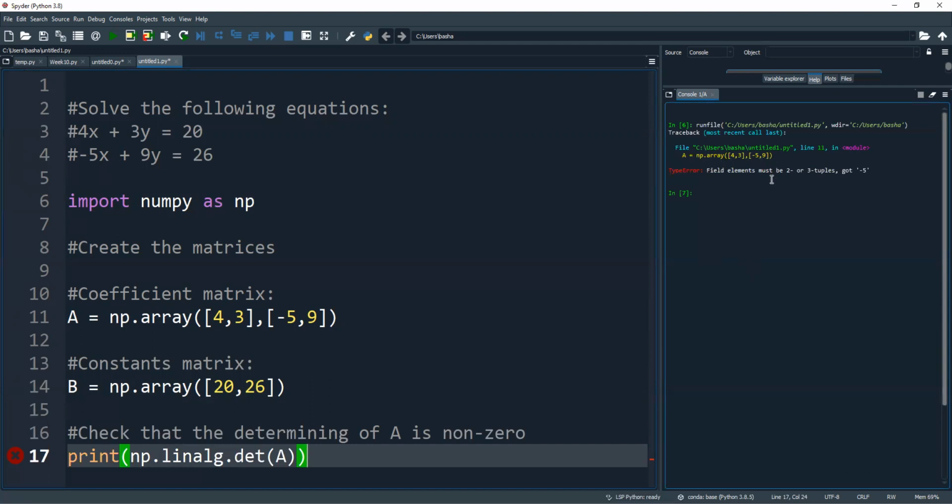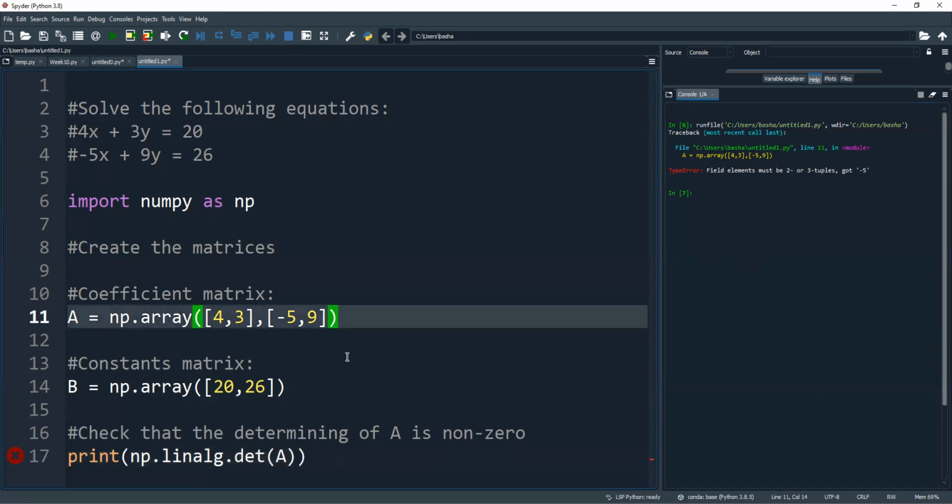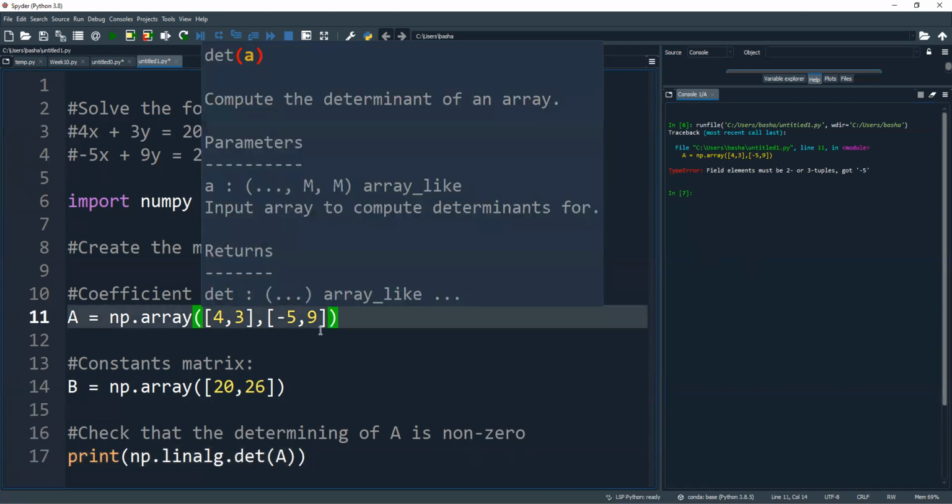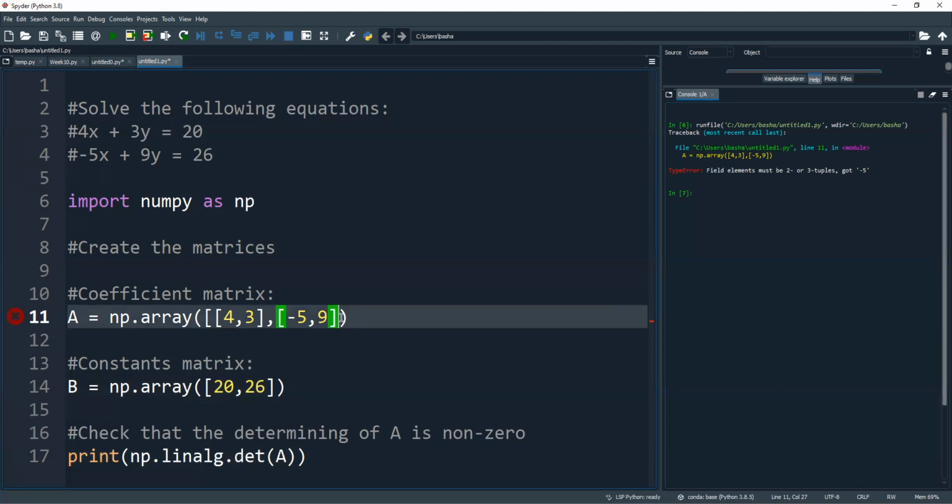Just not happy about something. Let's see. Field elements must be 2 or 3 tuples. Got -5. Okay. Let's see. Okay, yeah, we're missing another set of square brackets here. Just be careful with this.